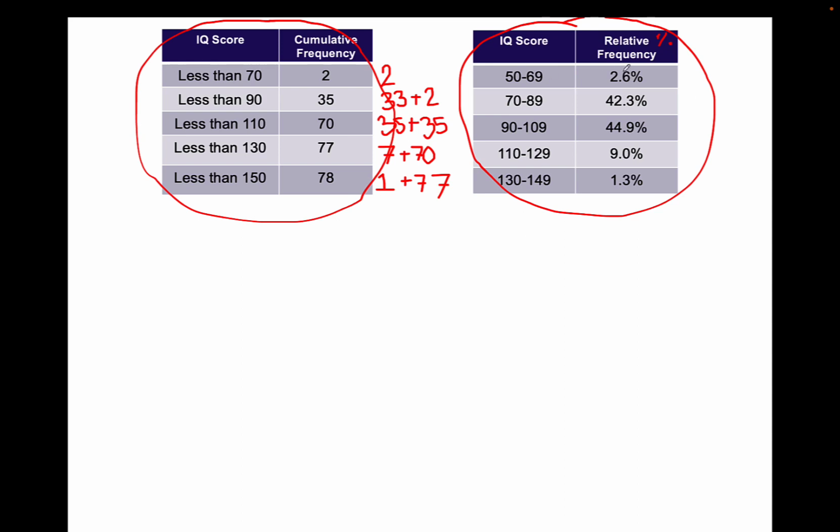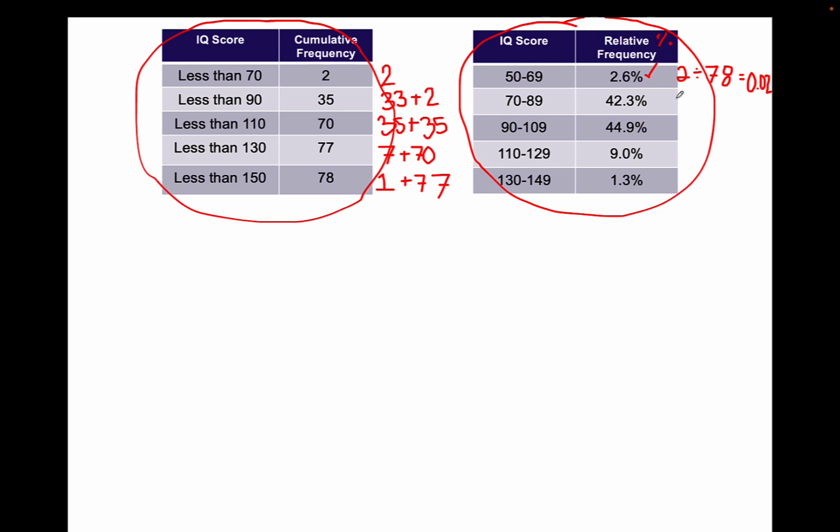So for this first class here, if you recall, you can look back at the last slide, we had 2 IQ scores in the first class. How does that turn into a 2.6? Well, we divide it by the total number of IQ scores, which was 78, and that's going to give us a decimal. It's going to be 0.26 something. Oh, I'm sorry, it's going to be 0.02 and so on. We move the decimal 2 places to get our relative frequency of 2.6%.